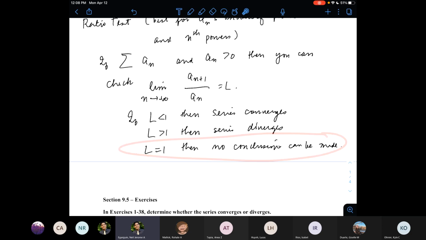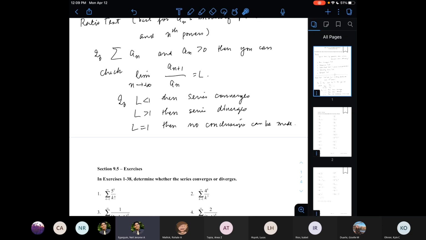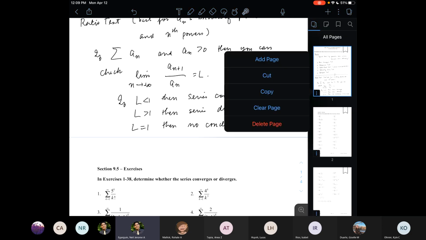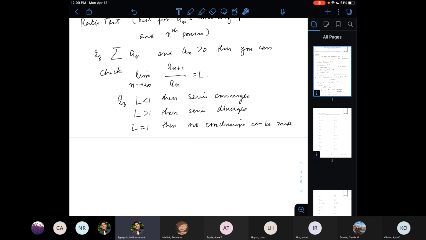If the limit is equal to 1, no conclusions can be made, because that means that A sub n plus 1 will go to probably a constant value, right? But depending on the value of the constant, it can either converge or diverge, all right? So I hope that will give you a basic intuition about this test.